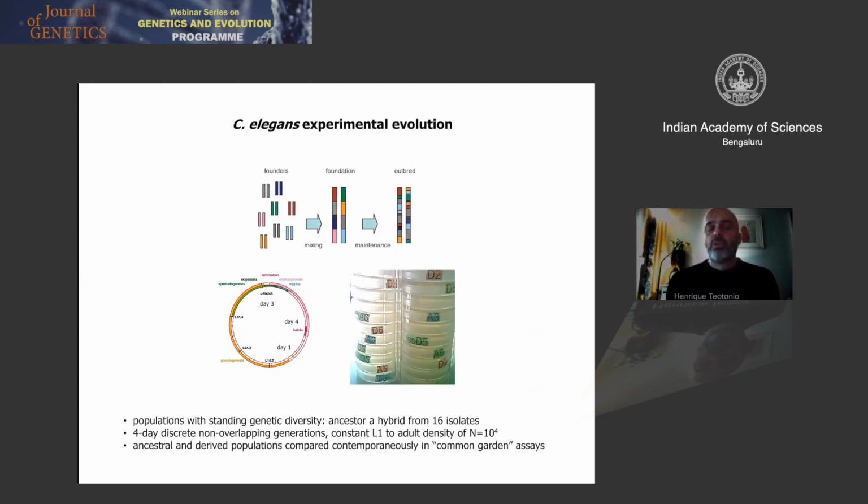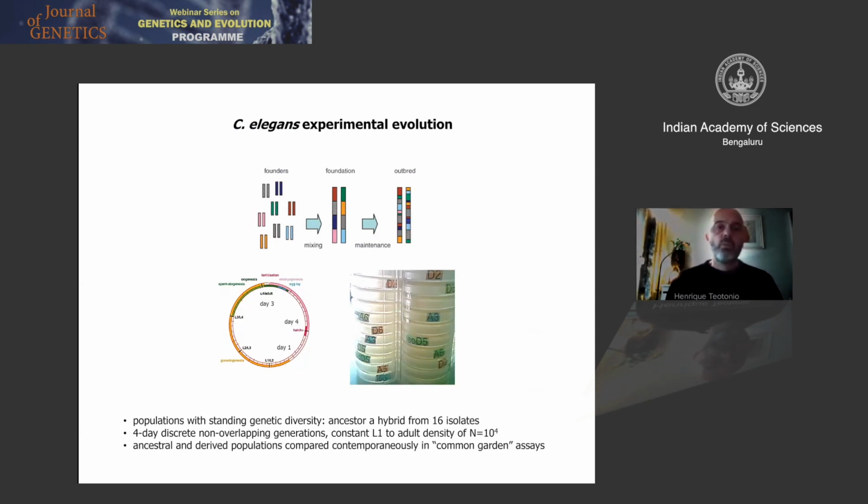And what we've set up was to do experimental evolution from standing genetic variation with these worms. To do that, we crossed 16 isolates at high population sizes, so as to form an ancestor hybrid population with variation from these 16 isolates. And then we maintained this population in very strict laboratory conditions. In particular, we maintained them in 4-day discrete and non-overlapping generations with a constant larval to adult density of 10,000 individuals.